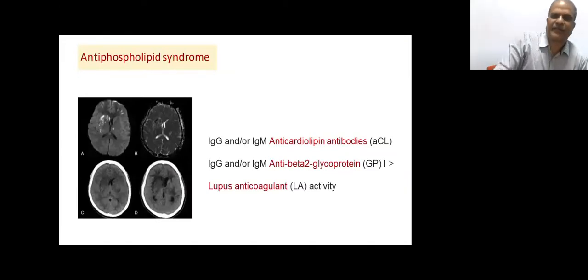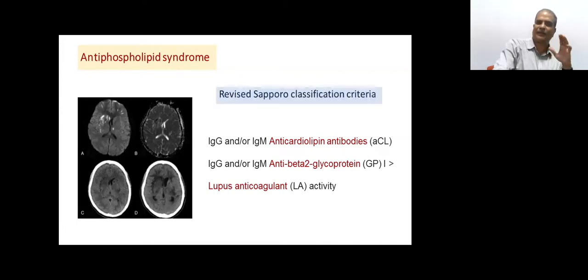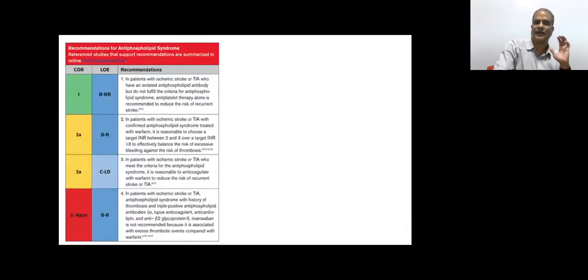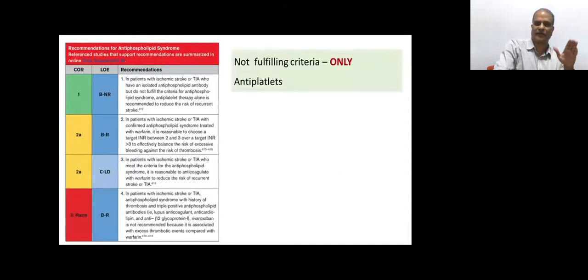The next is antiphospholipid antibody syndrome. This is another common stroke we see. But usually we overcall these because we don't use the criteria often. The Sapporo revised classification criteria is very important to follow, where you have to repeat your antibodies after 3 weeks. And only if it is positive can you call it antiphospholipid antibody syndrome. And here, if it fulfils the criteria, you can give oral anticoagulation. If not fulfilling, only antiplatelets.